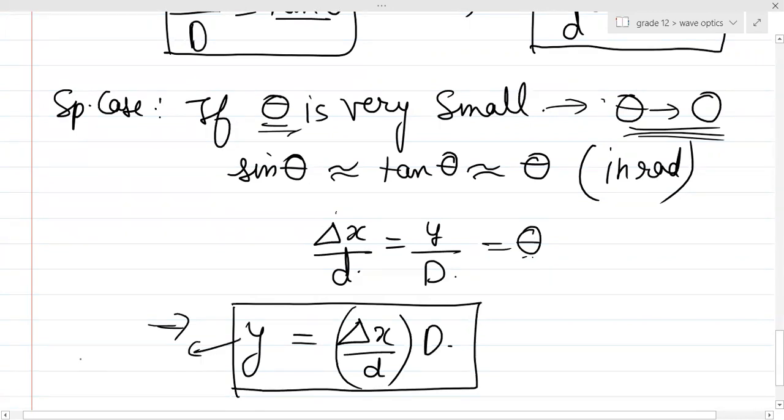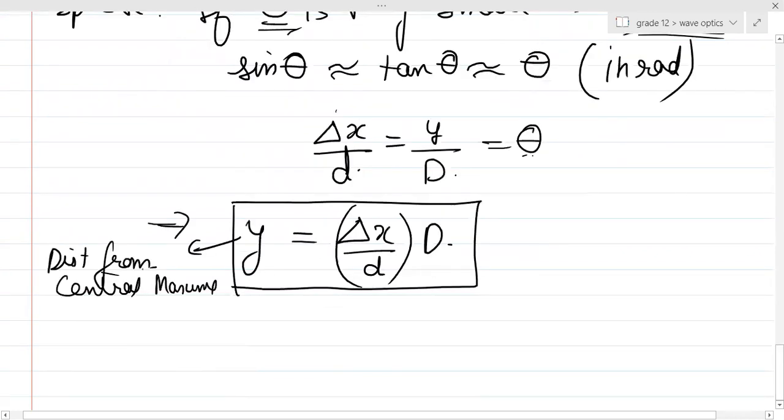So what is y? y is basically the distance from central maxima. So if you want to find the distance from central maxima, you can just put the value of path difference and automatically your answer will come. Right? Is this clear? Is this clear, guys? Is this clear? Yes, sir.